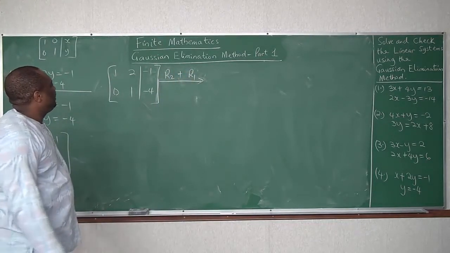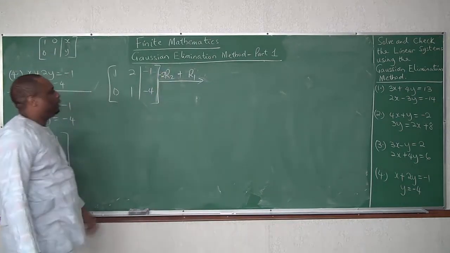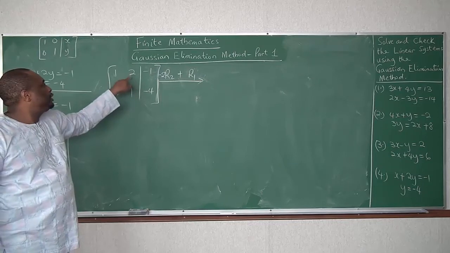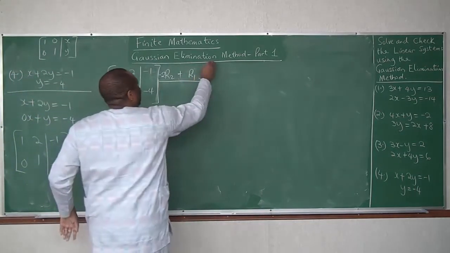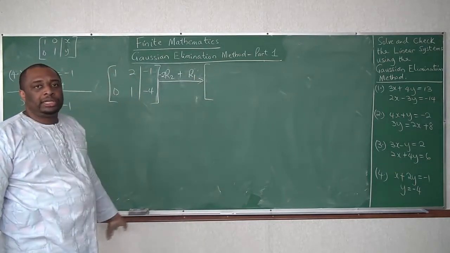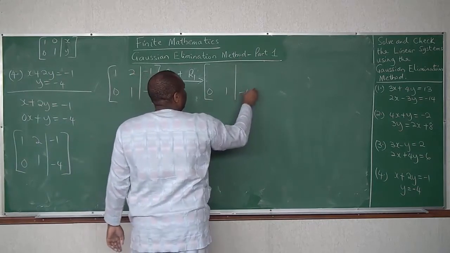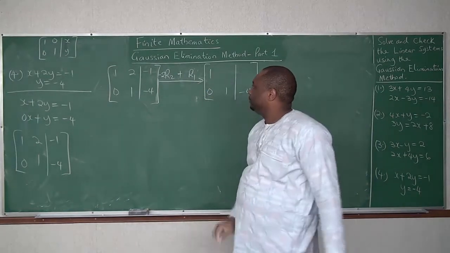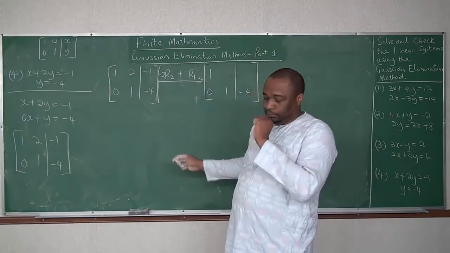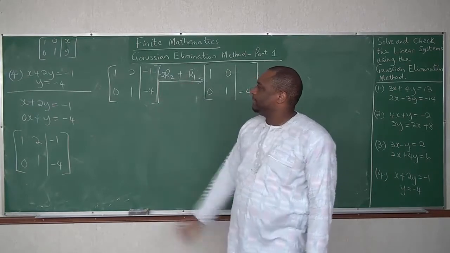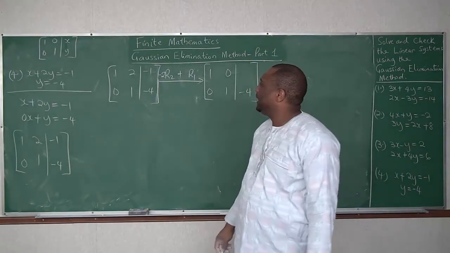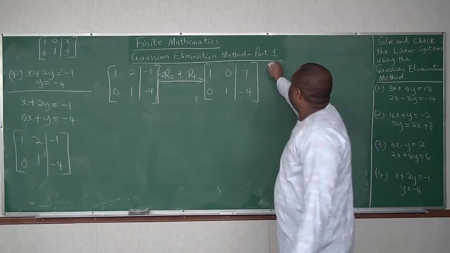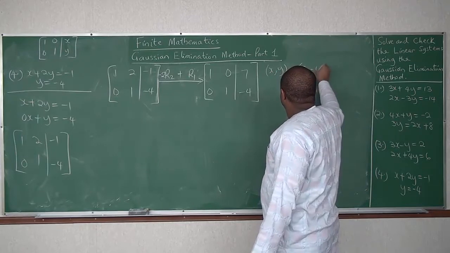And what we got now, this will be negative what? Negative 2 row 2 plus row 1. Let us test it. Negative 2 times 1 is negative 2, plus 2 is 0. So that works. What row does not change? Row 2 does not change. Write it out first: 0, 1, negative 4. Now let's do row 1. Negative 2 times 0 is 0, plus 1 is 1. Negative 2 times 1 is negative 2, plus 2, 0. Negative 2 times negative 4 is 8, plus negative 1. 8 minus 1 is 7. So we now have x and y as 7 and negative 4.